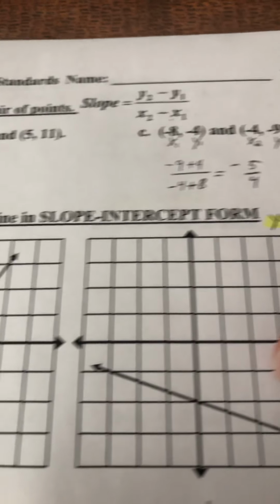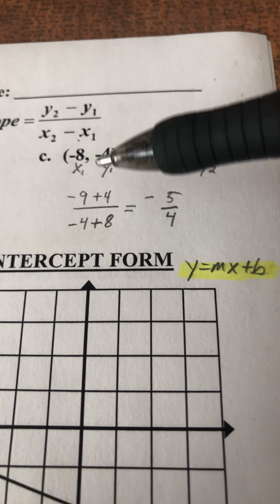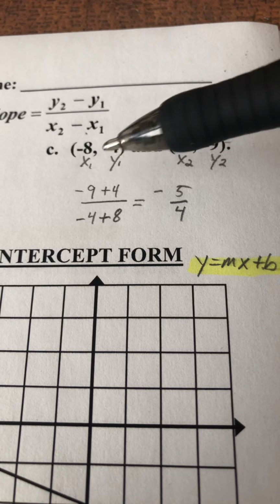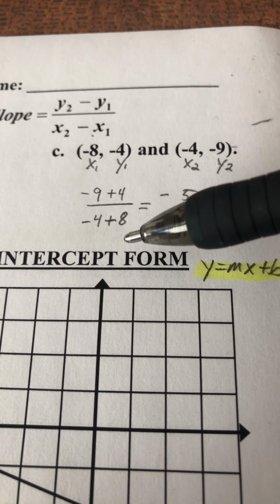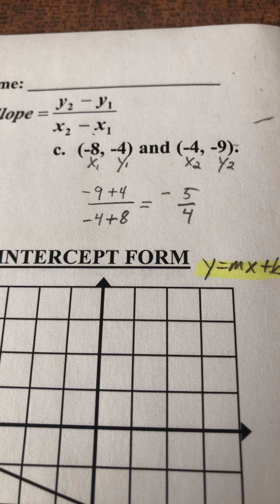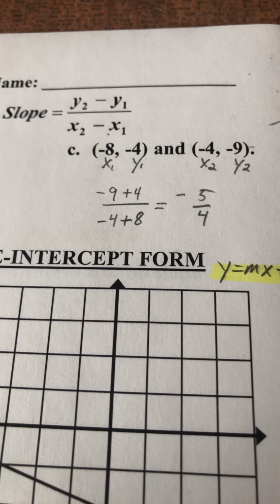Go ahead and try B on your own. Go ahead and make mistakes. We learn from that. And I have my x and y 1s and my x and y 2s listed here. And I plugged them in. Remember, 2 negatives make a positive. I end up with a -5 over 4 for C.